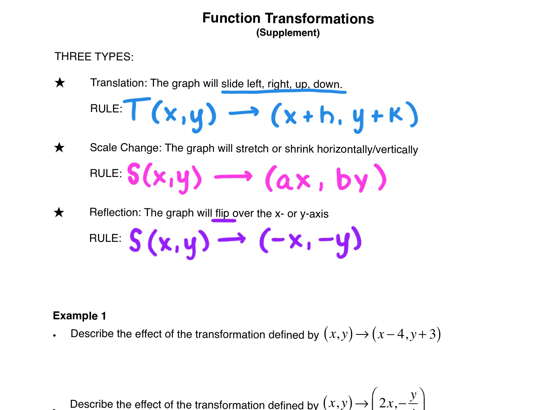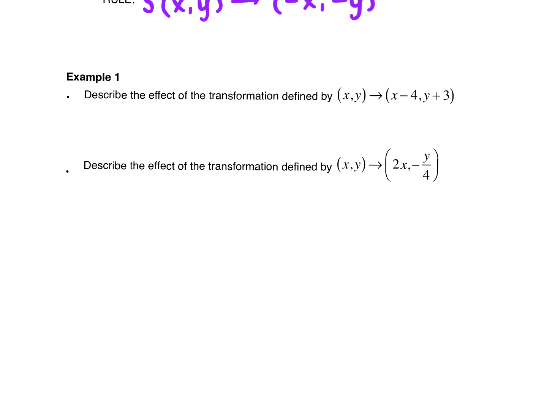Okay, so looking down here at example 1, it says describe the effect of this transformation. And it's addition and subtraction, so we know it's a translation, but we have to think about what specific type of movement is going to happen here. So anything that's happening to x is going to be a horizontal movement, meaning we're going to be moving left and right, okay? Anything happening to y is going to be a vertical movement, so we're going to be moving up and down. So I would look at this and say, well, if I'm doing x minus 4, subtracting 4 on the x-axis is going to move me to the left.